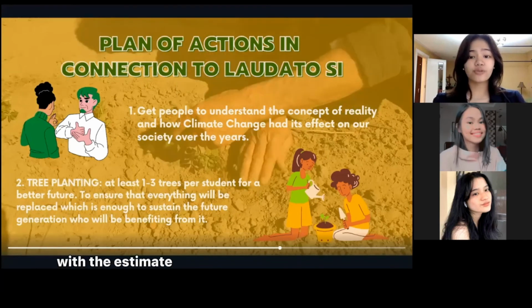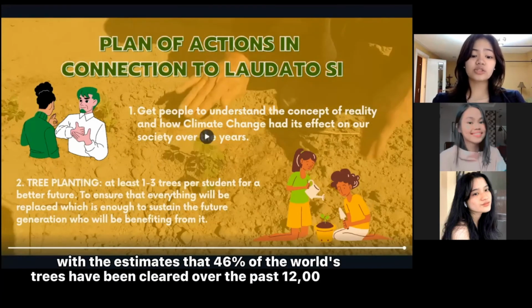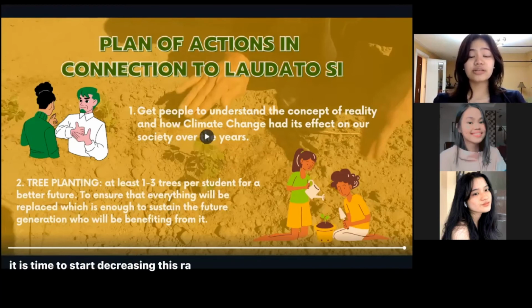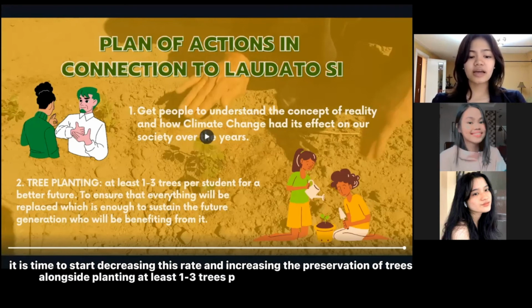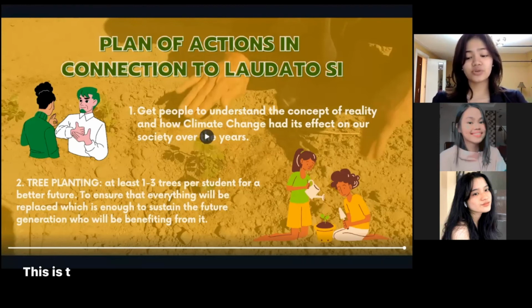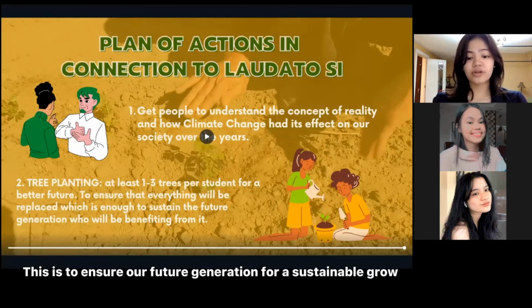With the estimate of 46% of the world's trees having been cleared off for the past 12 years, it is time for us to decrease that rate and increase the preservation of trees. Alongside, this will happen with students planting 1 to 3 trees for a better future. This is to ensure our future generation a sustainable growth.